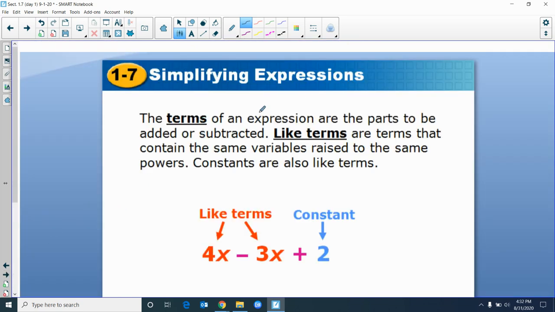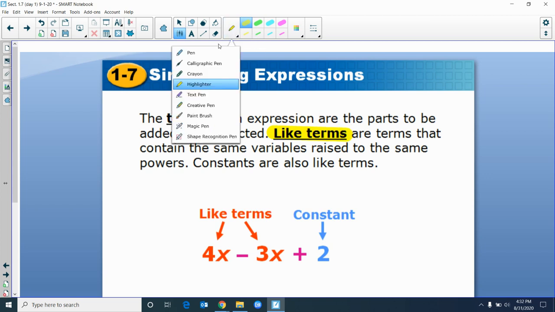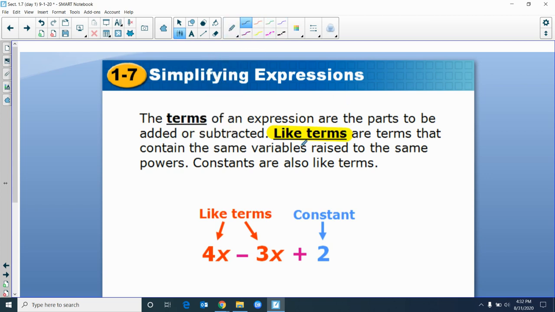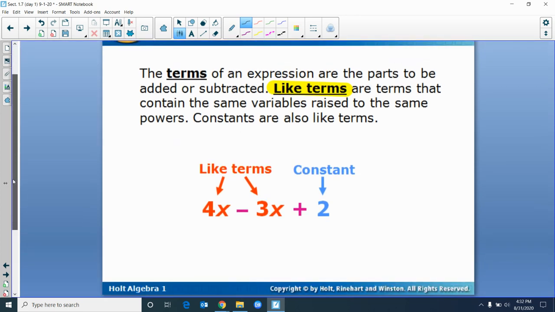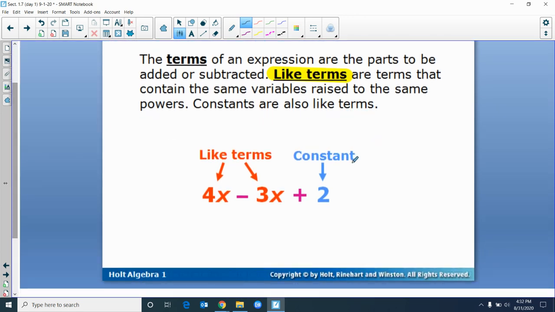So this leads us to like terms. The terms of an expression are the parts that are to be added or subtracted. Like terms are terms that contain the same variables raised to the same powers. Constants are also like terms. You can add or subtract constants together. That's just common sense. But right here, 4x minus 3x, that's the same as 1x, and we could simplify that.